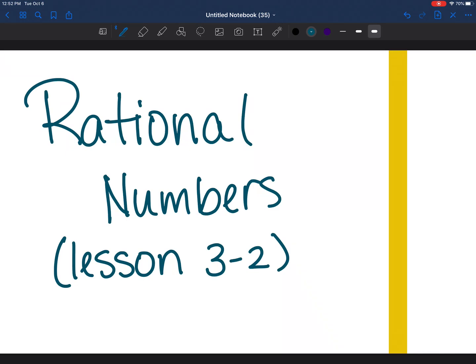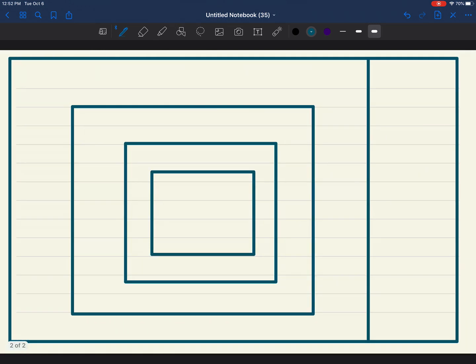So if we're doing rational numbers, and a rational number is any number that can be written as a fraction, we're turning them into fractions. Yeah, we're turning things into fractions today. That's what we're going to be doing most of.